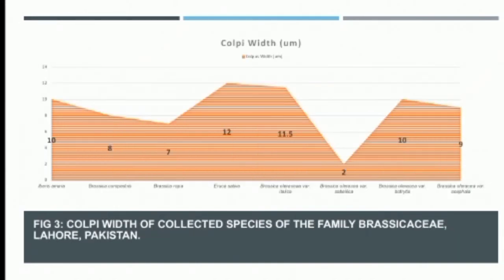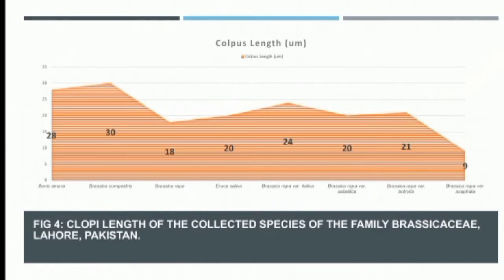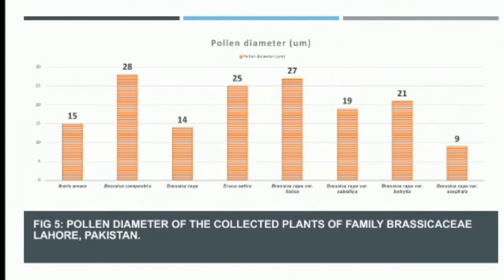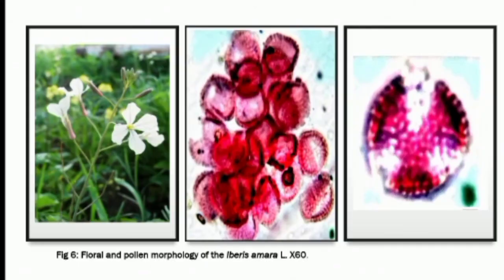The next figure shows the colpi width of the collected species, and it can be easily seen that the maximum colpus width was shown by the Eruca sativa species, and it was 12 micrometer. Here the colpi length of the collected species of the family has been shown, and the maximum colpus length is shown by Brassica campestris, which is 30 micrometer. Further, the pollen diameter of the collected species is shown, and the maximum pollen diameter is shown by Brassica campestris, which is 28 micrometer.